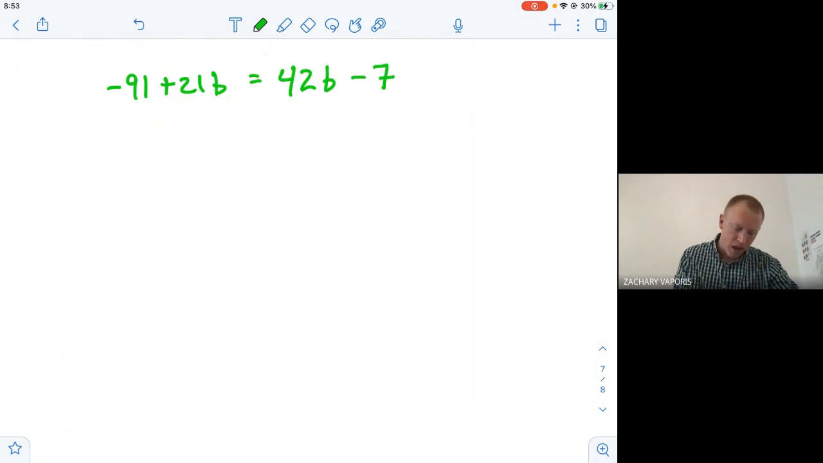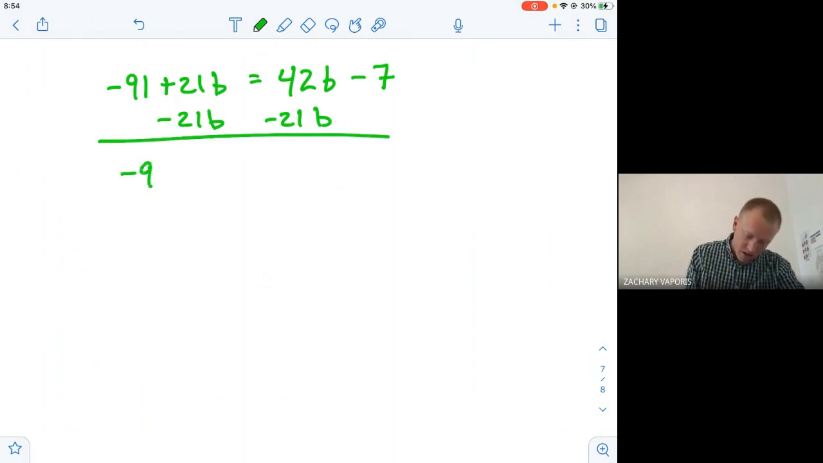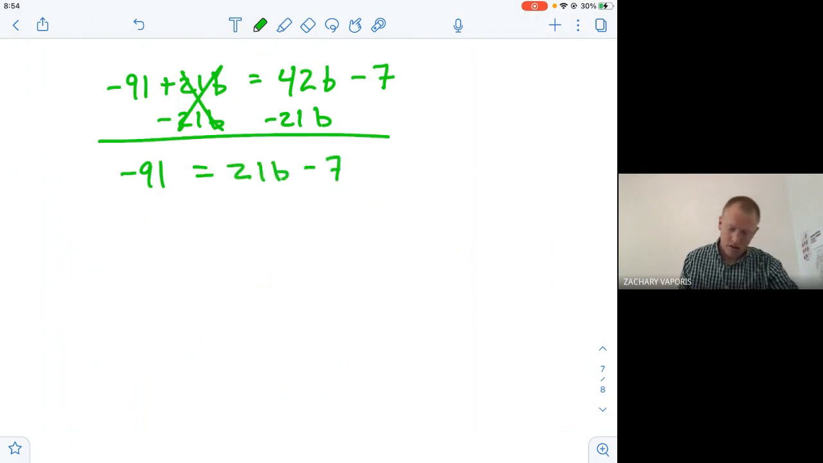Something new. I'm going to minus the 21b. Minus the 21b. Now I'm going to subtract the 21b because if I do 42 minus 21, that's going to stay positive. So I'm going to go right there. Negative 91 is equal to, because those are eliminated, 21b minus 7. And so now we're at this point. Hey, life is good. So we're at this two-step equation. So we add the 7 to both sides here.